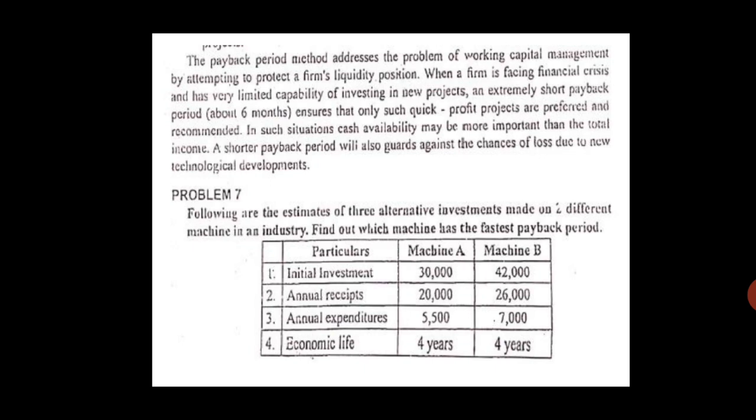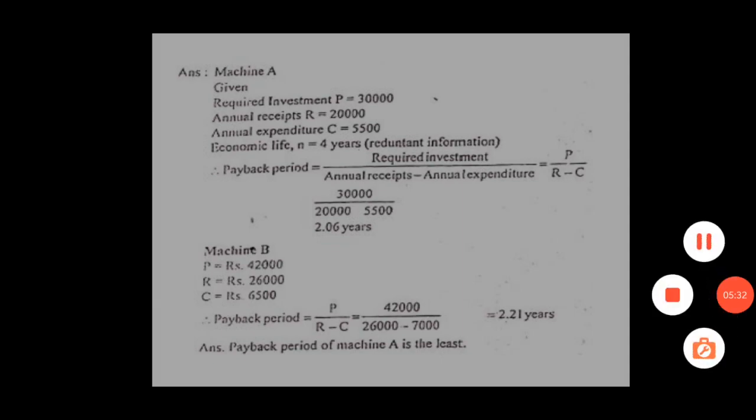A shorter payback period will also guard against the chances of loss due to new technological developments. So there is always technological obsolescence also. Let us take the taxi only. You buy a taxi now, and maybe after 5 years you will get electric taxis at this same rate. So if you get the payback within 5 years, it is better, so that next you can invest in the new technologies. Okay, this was about the payback period method.